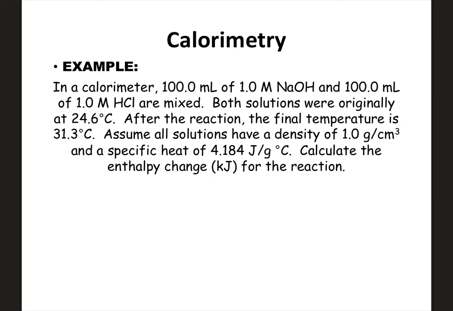For this example, it says in a calorimeter, 100 milliliters of 1 molar NaOH and 100 milliliters of 1 molar HCl are mixed. Both solutions were originally at 24.6 degrees Celsius. After the reaction, we have a new final temperature here. We're going to assume all the solutions have a density of 1 gram per centimeter cubed and a specific heat of 4.184 joules per gram degree Celsius. And we want to calculate the enthalpy change here in kilojoules for the reaction. So they're only asking us for kilojoules here. They're not asking us for kilojoules per mole. So that's something to be aware of.